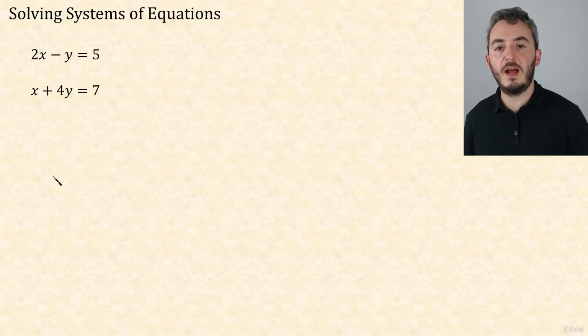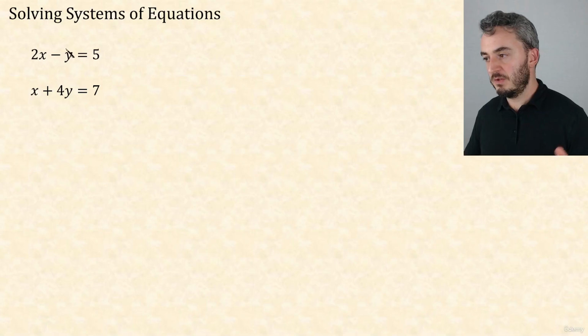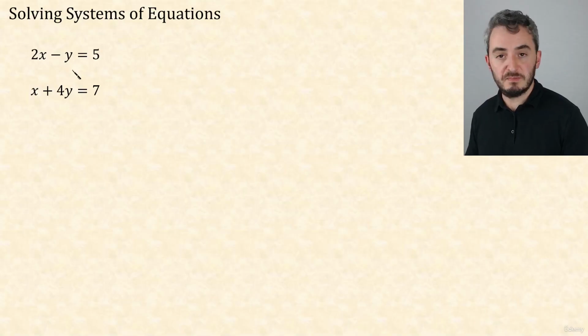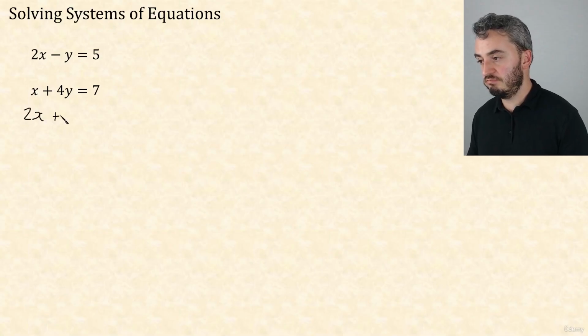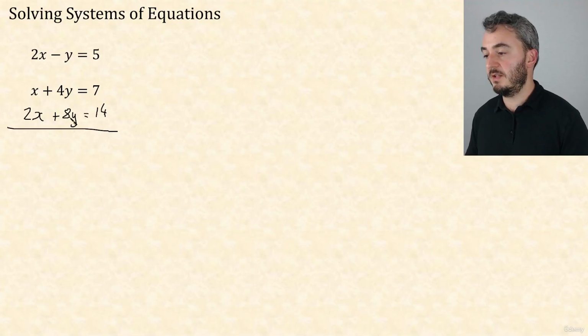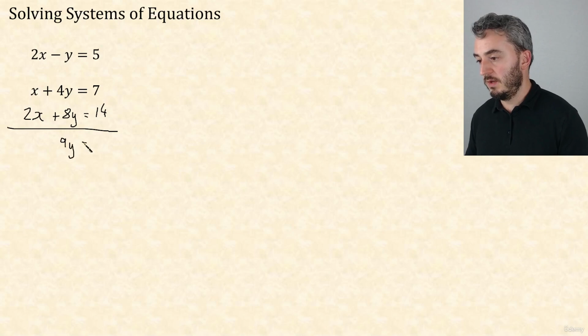In this video, we're going to look at the connection between solving systems of equations and matrices. So here's a very simple simultaneous equations. Now, how would you solve this? If I was asked to solve this, I would probably double this second line, 2x plus 8y equals 14, and I'd probably do this line minus this line. The x's cancel, 8y minus y is 9y, 14 minus 5 is 9.